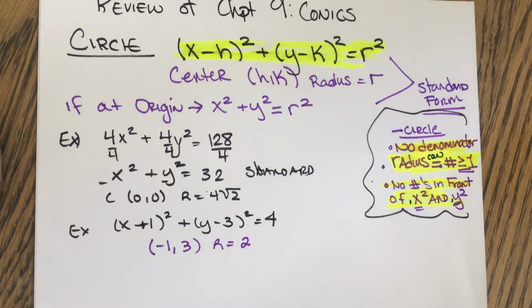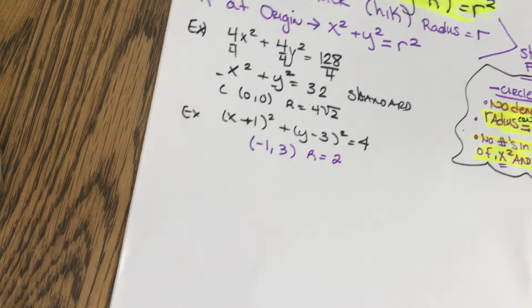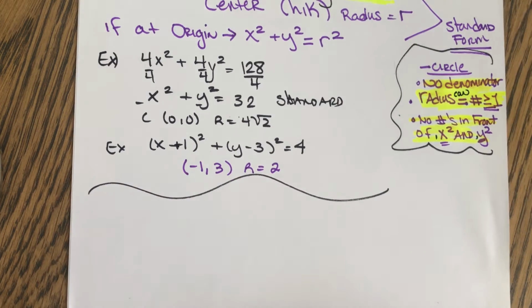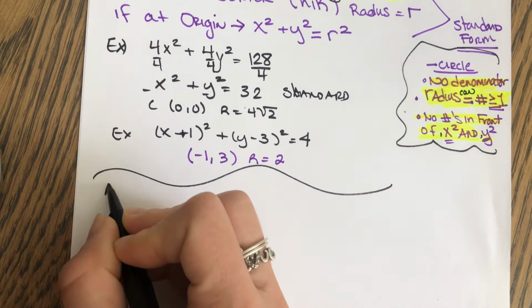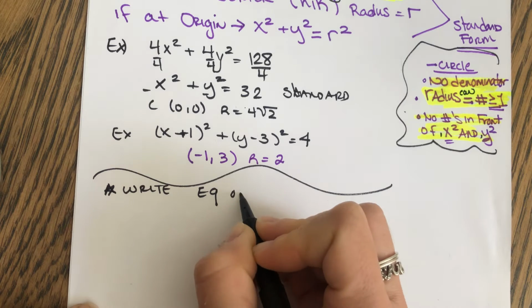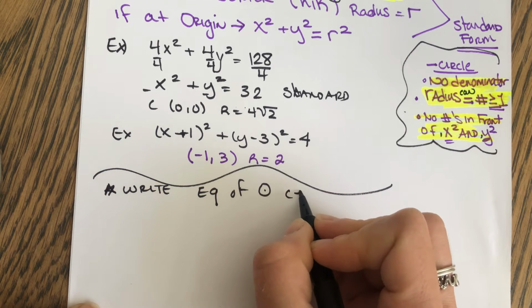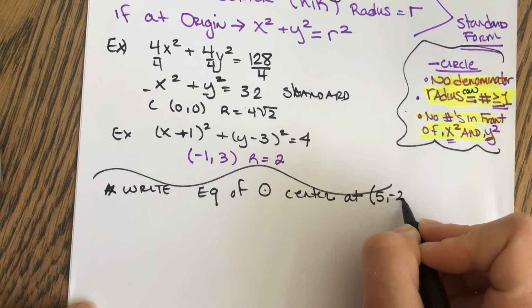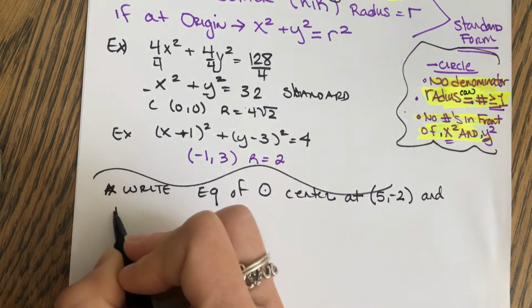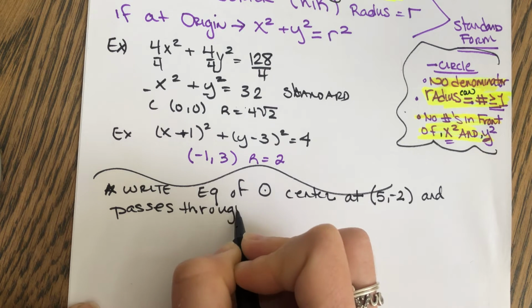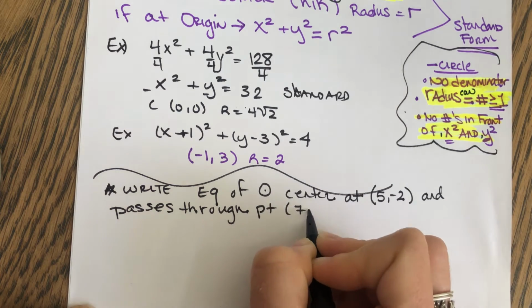So the other one I want to do is writing the equation, and then we'll be done with circles. The other type of question I can ask you guys to review for circles, easy writing equation if I give you the center and the radius. That's easy. But here would be a question: write the equation of a circle, center at, we'll say, 5, negative 2, and passes through the point 7, 3.